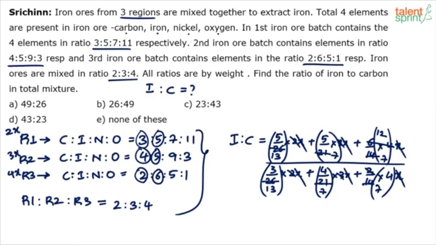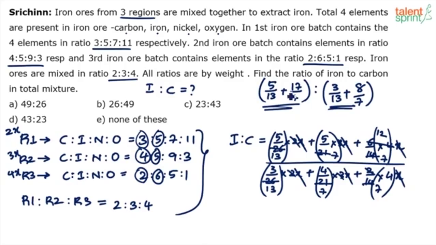So it is going to be 5 by 13 plus 5 by 7 and 12 by 7. 5 by 7 and 12 by 7 is 17 by 7. The denominator is 3 by 13 plus 4 by 7, and 4 by 7 becomes 8 by 7. Now simplify these two, the sum of these two fractions, to get the required final answer. I'll leave the calculation for you, and that's how you solve it.